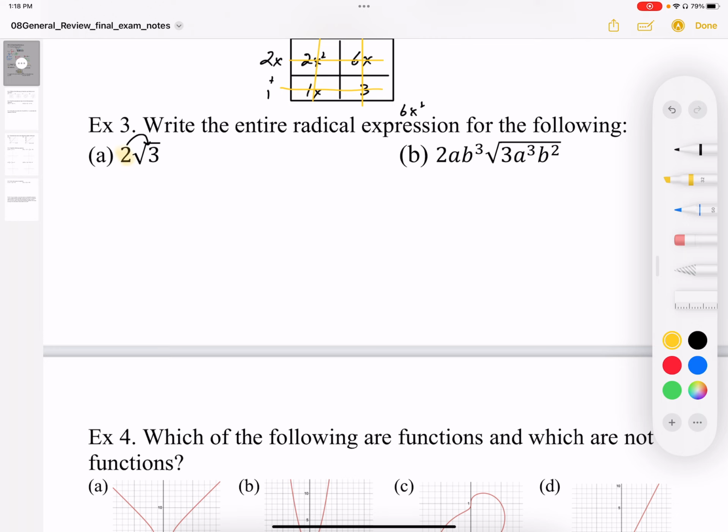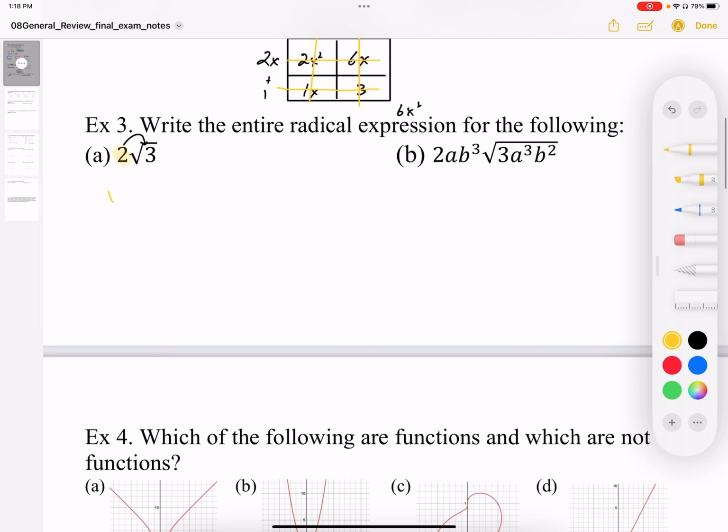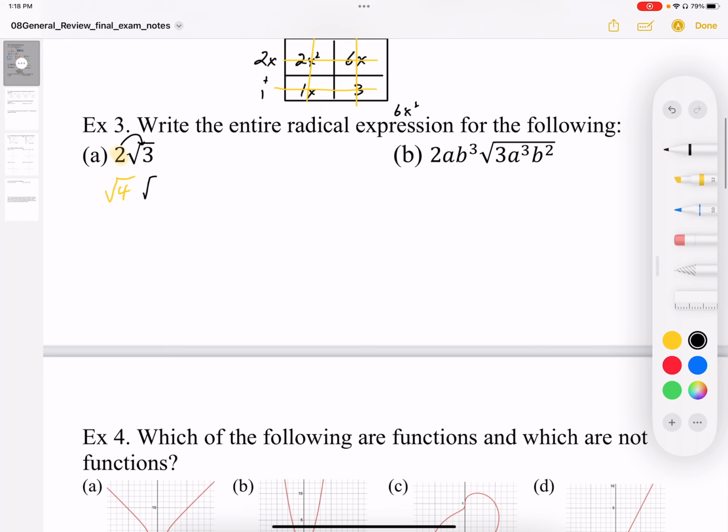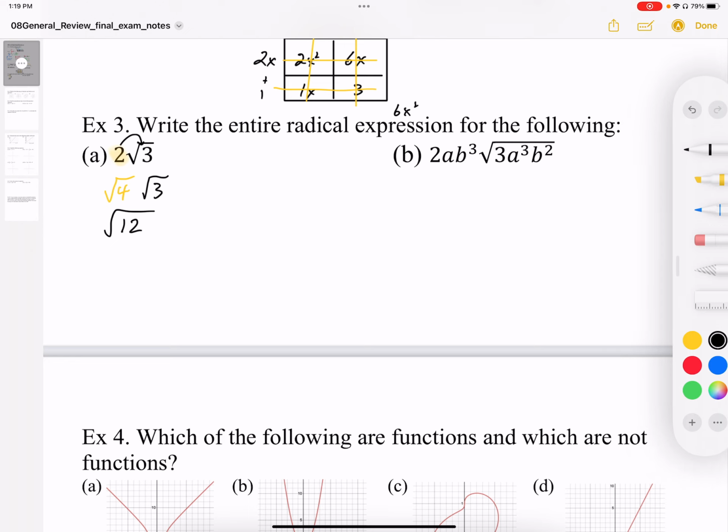This 2 can be expressed as square root of 4 times root 3. Root and root, they go together, so we can just write this as square root 12. And you can skip this middle step if you like.